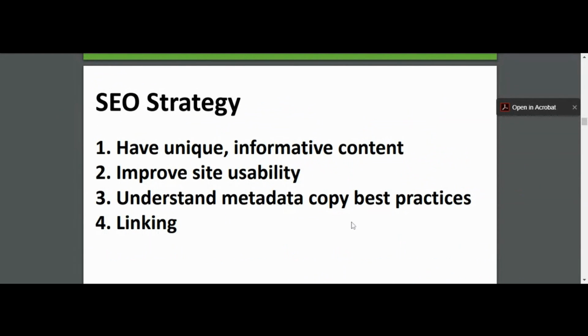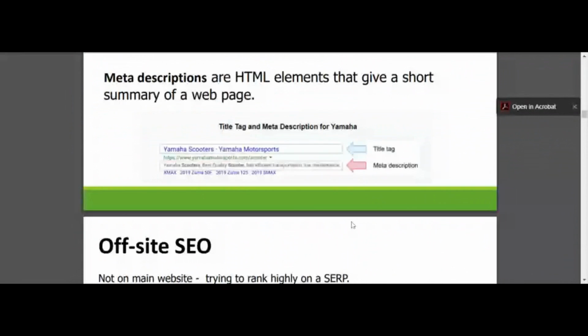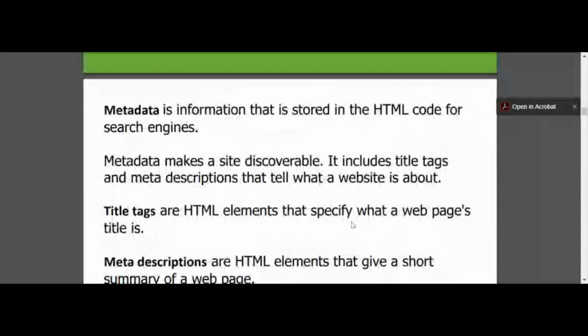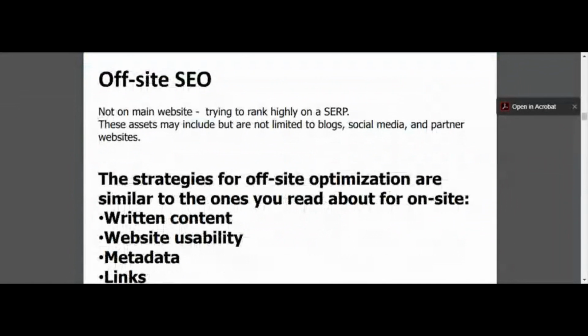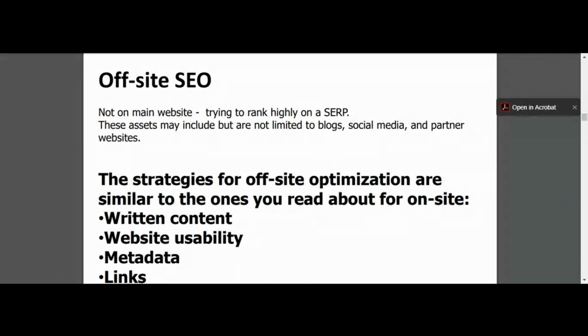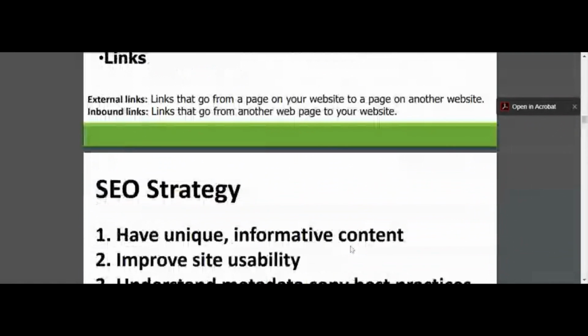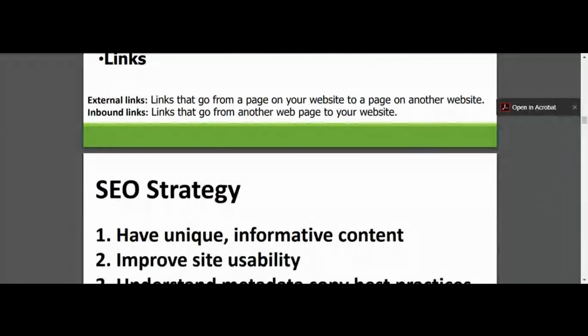So I'm going to scroll through this quickly. If you remember, we talked about SEO, search engine optimization, and we got through off-site SEO and some strategies you can use to help create a better off-site SEO strategy. So we're looking at metadata, website usability, content, the links that come in and out. That all helps with your ranking on SEO, which is important. You need to have that, both the internal and the external links.